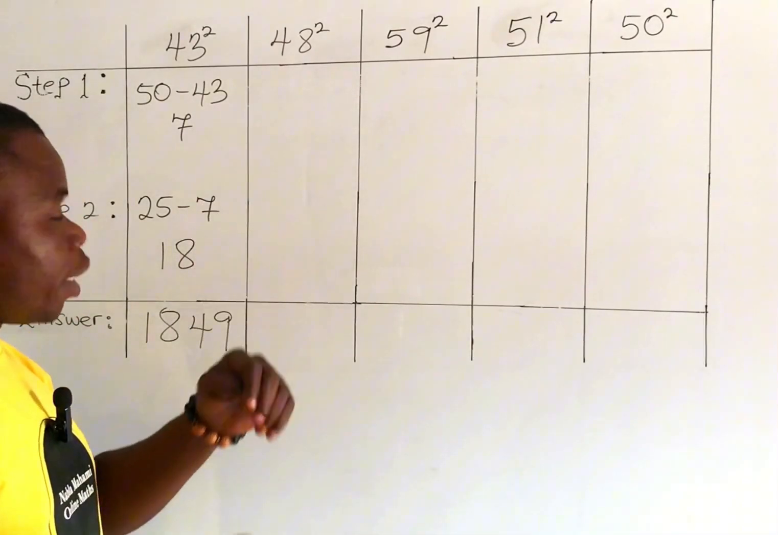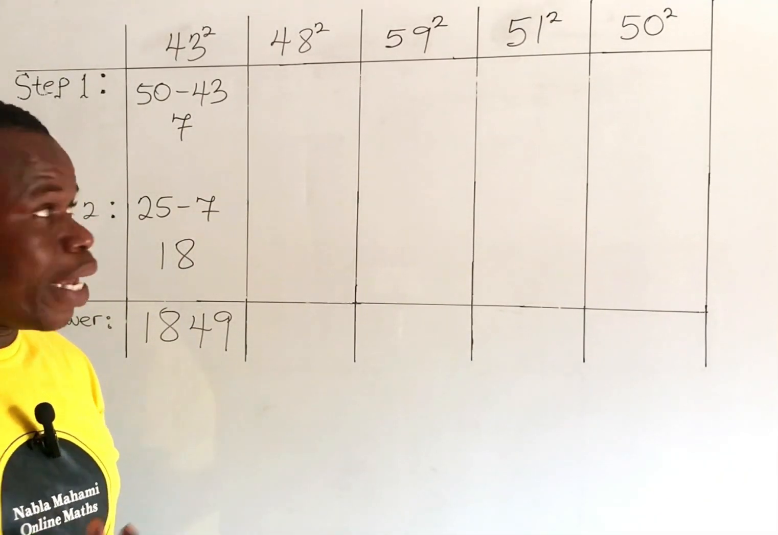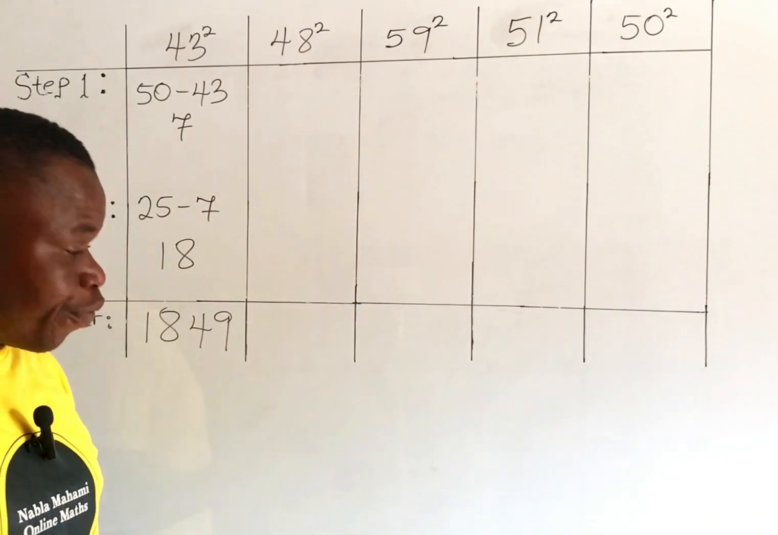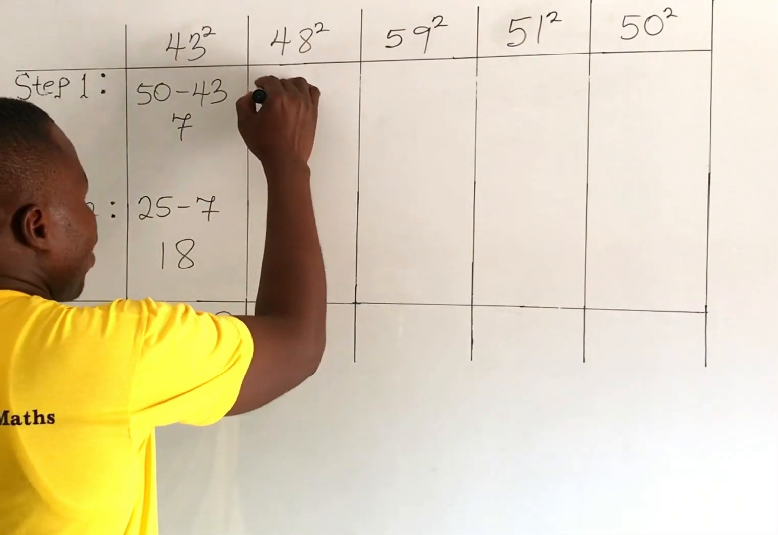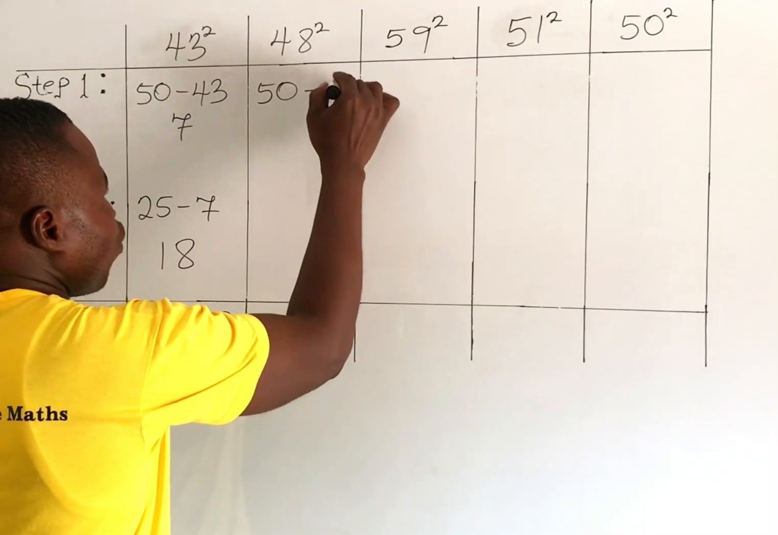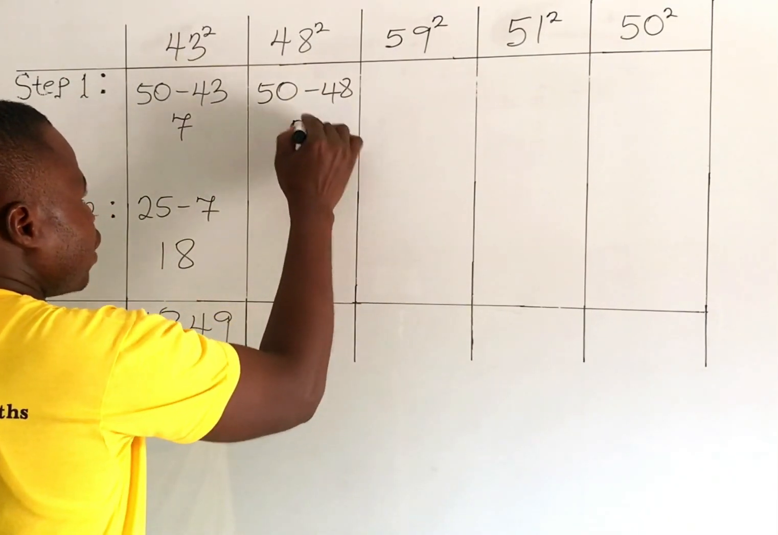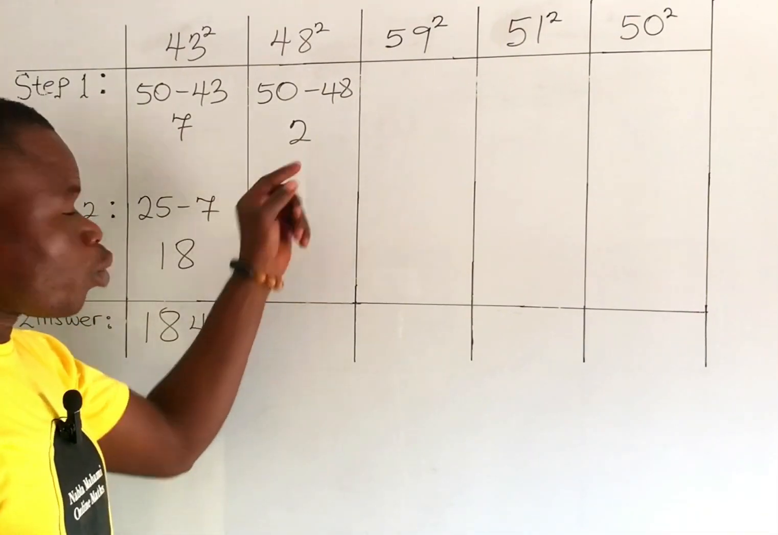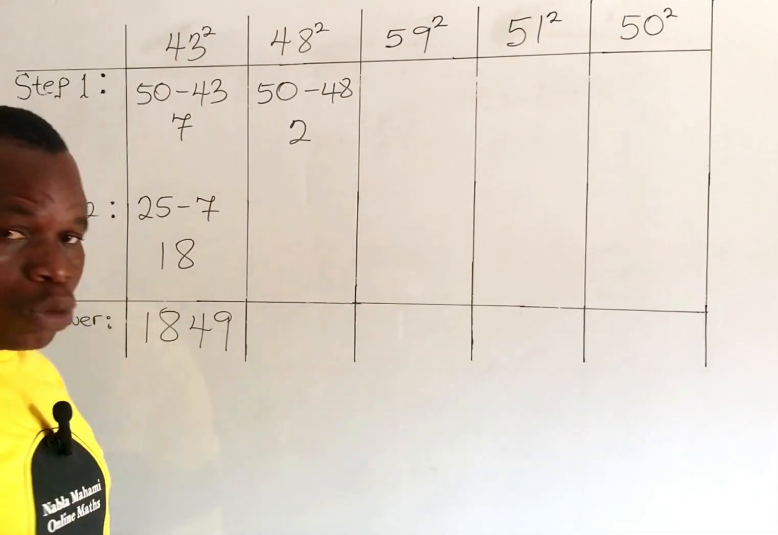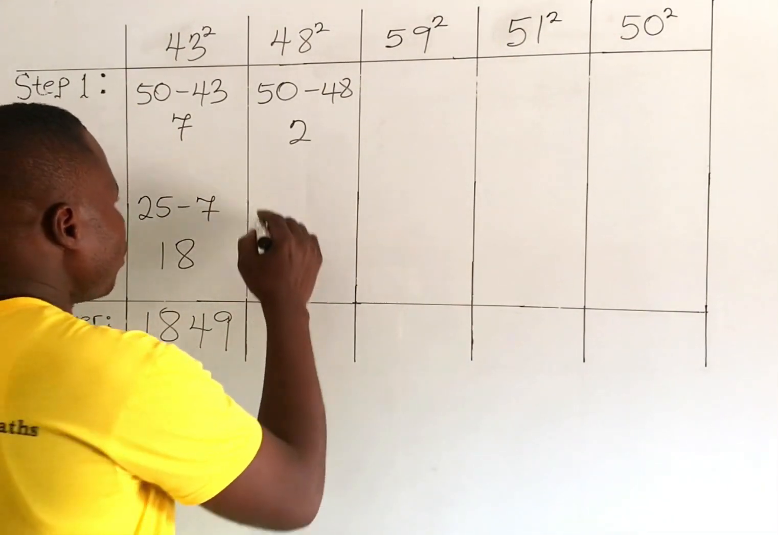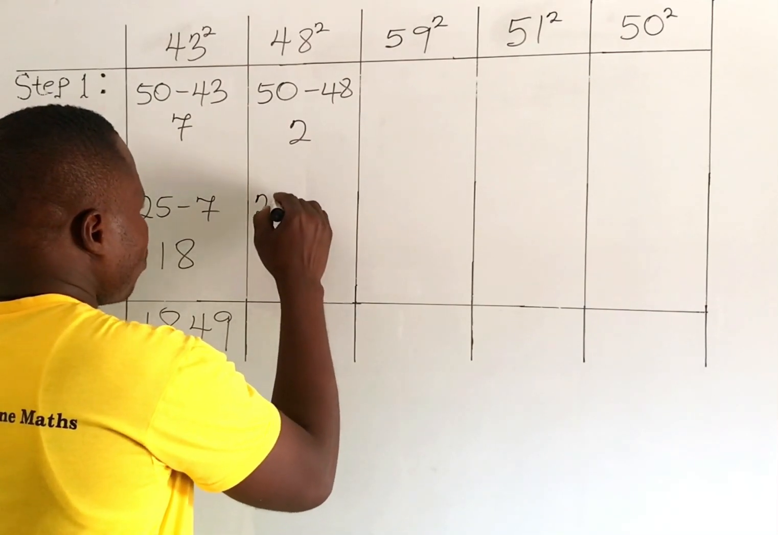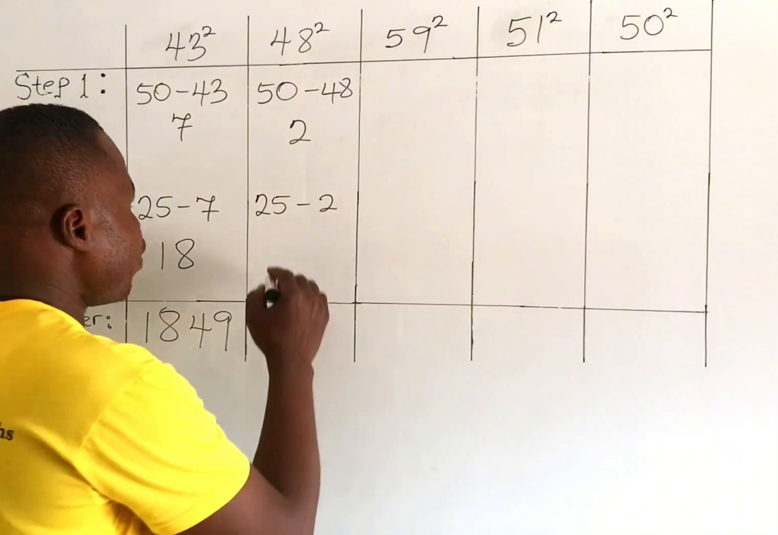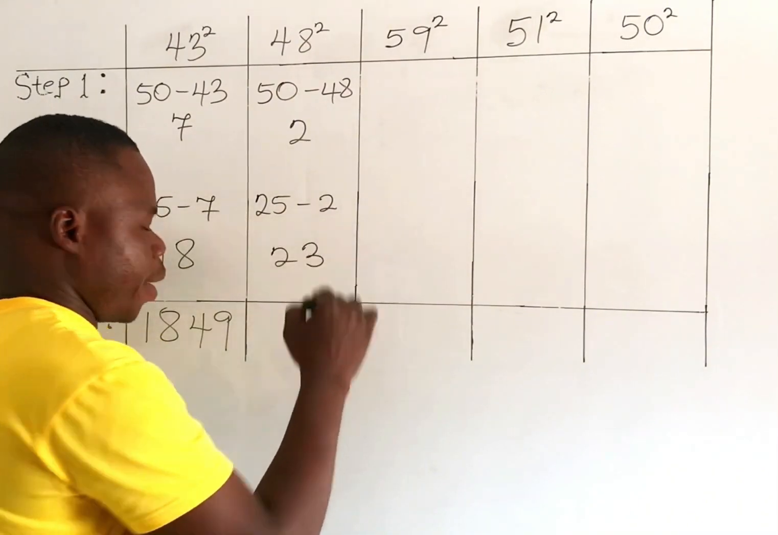Let's go to the next example, which is 48 squared. And 48 is closer to 50, but it's lesser than 50. That means that we are going to subtract 48 from 50. So here I have 50 minus 48, and my answer will be 2. Then we subtract this 2 from 25. So I will now have 25 minus 2, and that will give me 23.